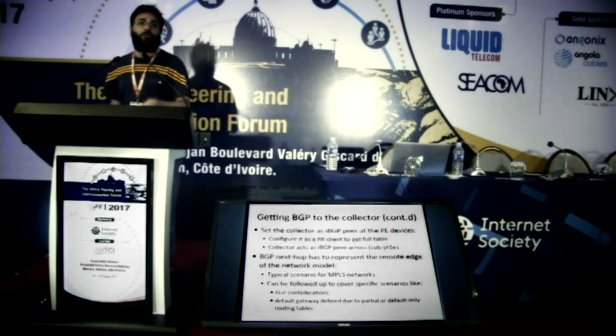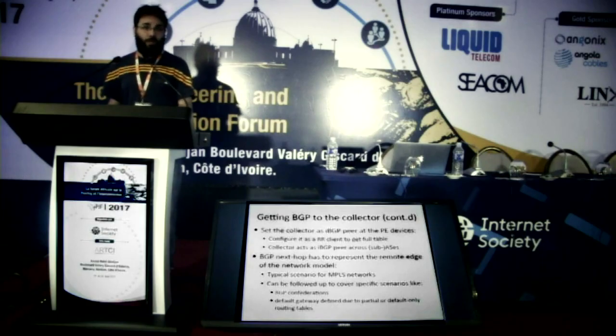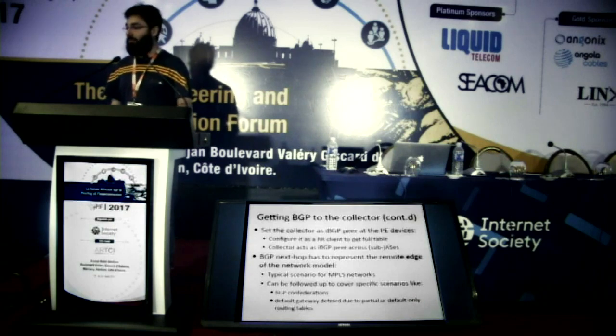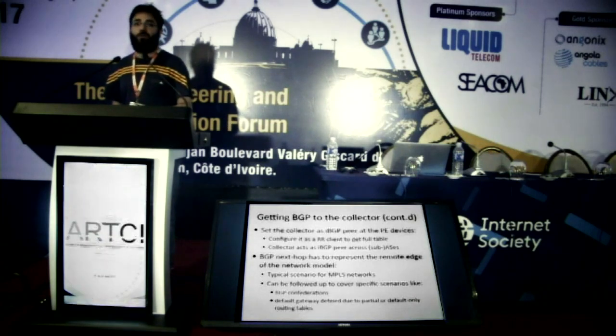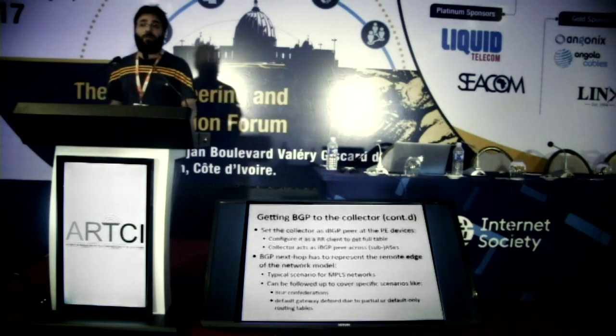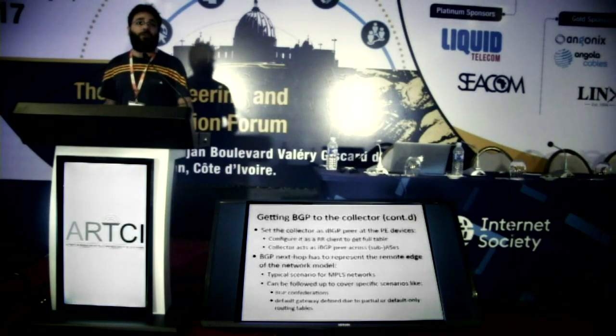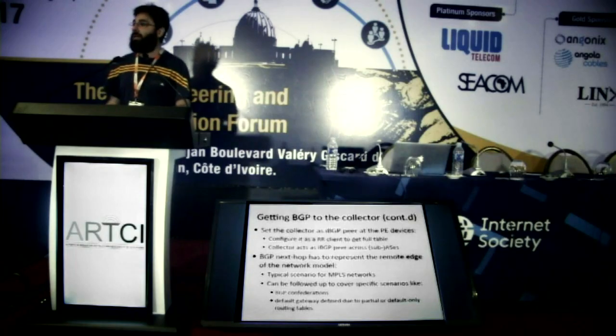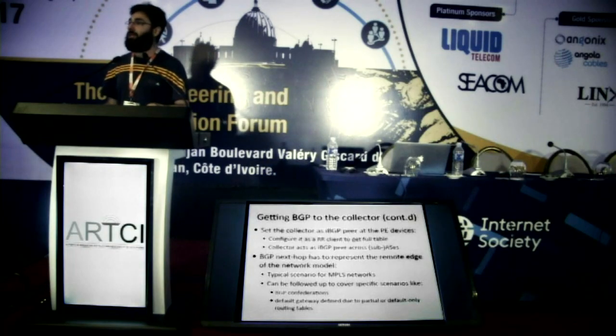If you have multiple autonomous systems, or you have sub-ASs, so you are confederated and your network is shaped as a BGP confederation, one pmacct can hold all the peerings, no problem, even if they are in different autonomous systems. And the BGP next hop has to represent the remote edge of the network, right? That is very important. It has to be the egress router.